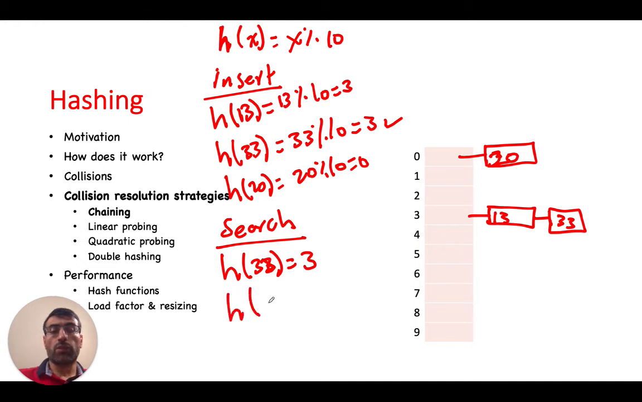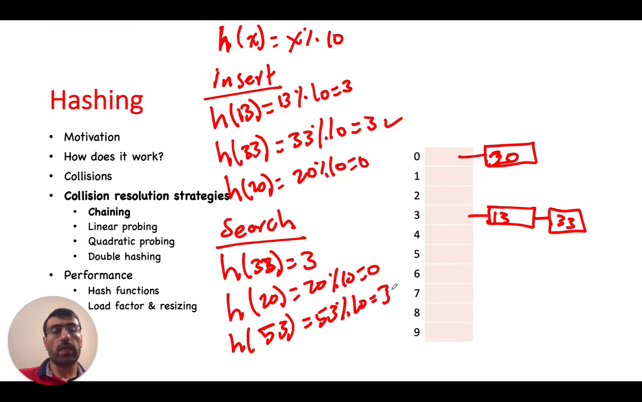Let's say we want to search for 20. So again, we compute h of 20. That is 20 mod 10, which is 0. So we hit bucket number 0, search for 20 in this list. It exists, so we declare it found. Let's look for 53. h of 53 is basically 53 mod 10, which is 3. So we hit bucket number 3. Now we again scan the entire list looking for 53. Once we hit the end of the list, we know that the element doesn't exist, so we declare it not found.